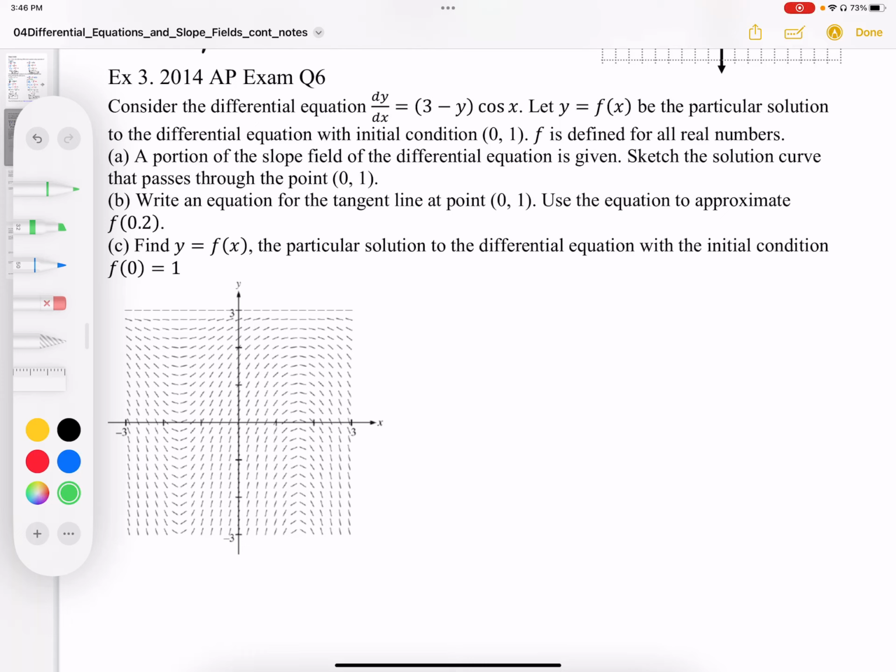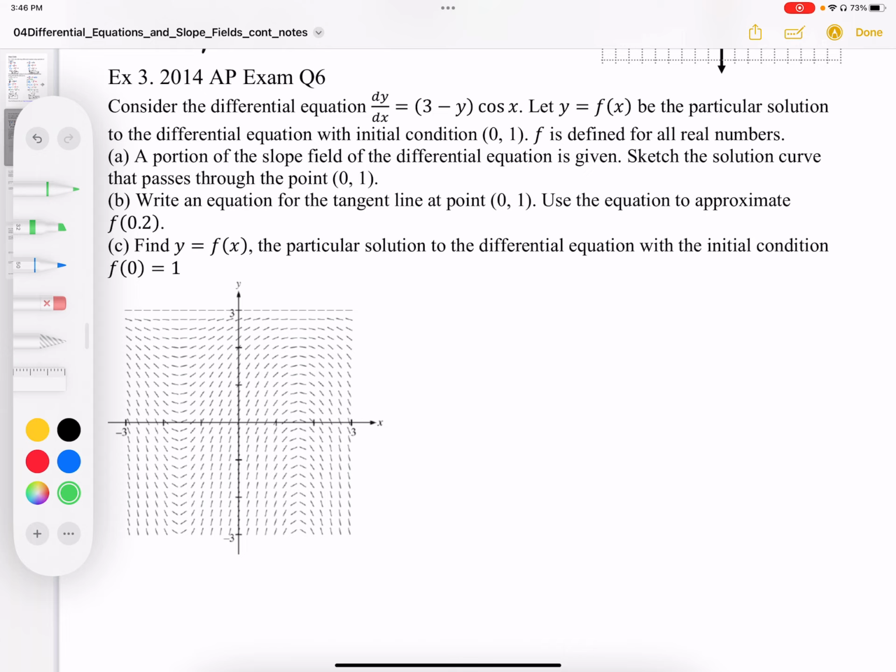Example 3 is a question from the 2014 AP exam, and it says consider the differential equation dy/dx = 3 - y cos x, and let y = f(x) be a particular solution to the differential equation with initial condition (0, 1). So the y graph passes through (0, 1), and f is defined for all real numbers.